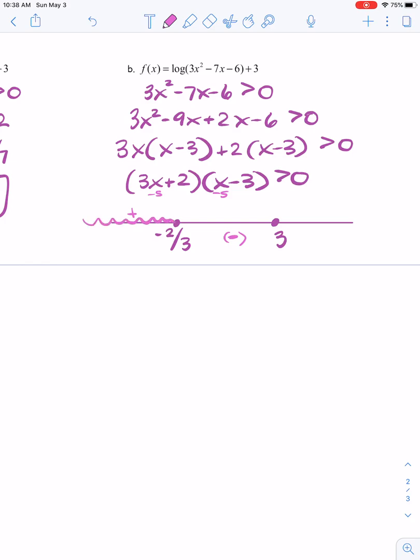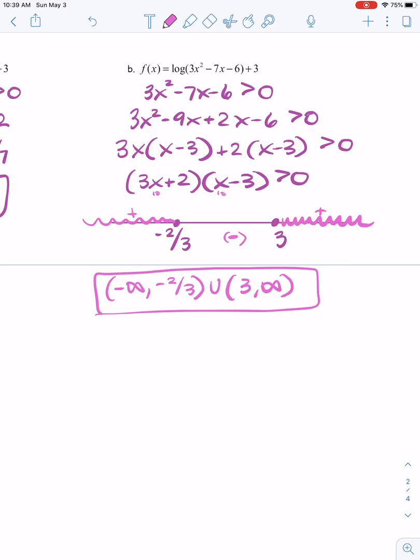Now I need to pick a test point on the right side of 3. Let's say I pick 10, to make it a little bit easier. If I plug in 10 for x, 3 times 10 is 30, plus 2 is 32. That's a positive number. 10 minus 3 is a positive number. So positive times positive is positive. So this is also greater than 0. That means the domain for this function would be from negative infinity to negative 2/3 and from 3 to infinity. And there you have it.